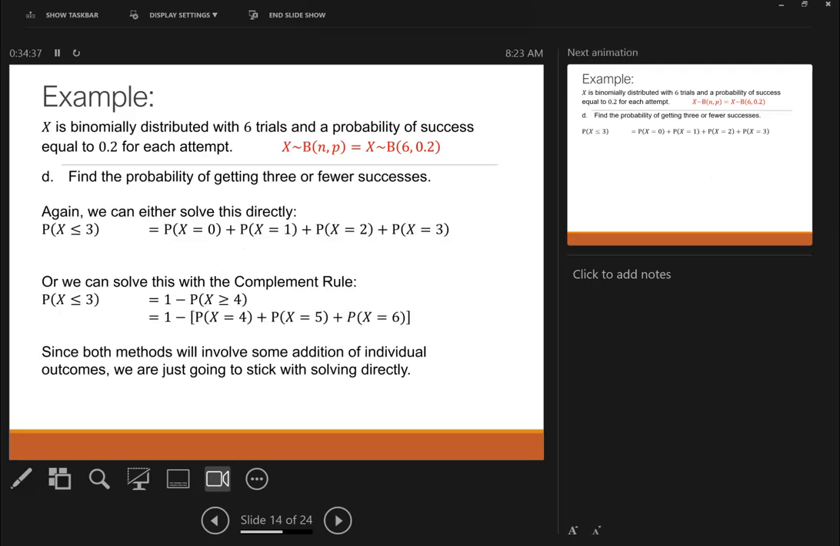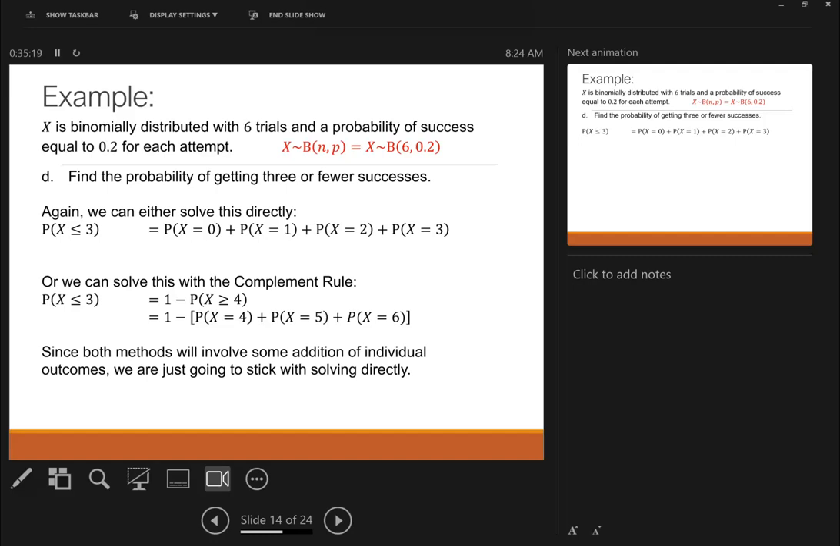Now, to point out to you, the complement rule doesn't always help you with these inequality problems. So let's say we want to talk about the probability of getting 3 or fewer successes. That's the probability of x is less than or equal to 3. So that means I need the probability of x equals 0, 1, 2, and 3. If I try doing a complement here, that's going to be 1 minus the probability of x is greater than or equal to 4. And I still have 3 probabilities to calculate there, right? Probability x equals 4, 5, and 6.